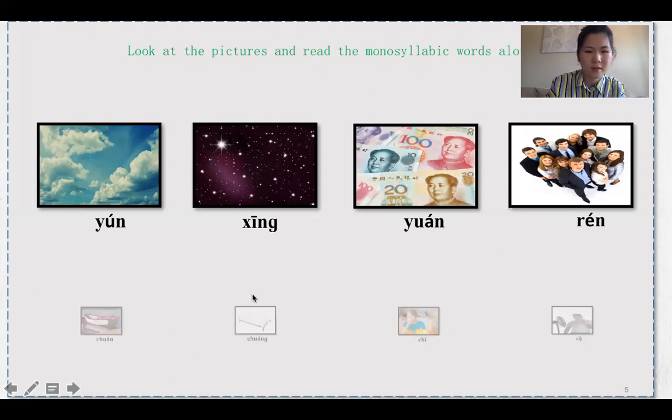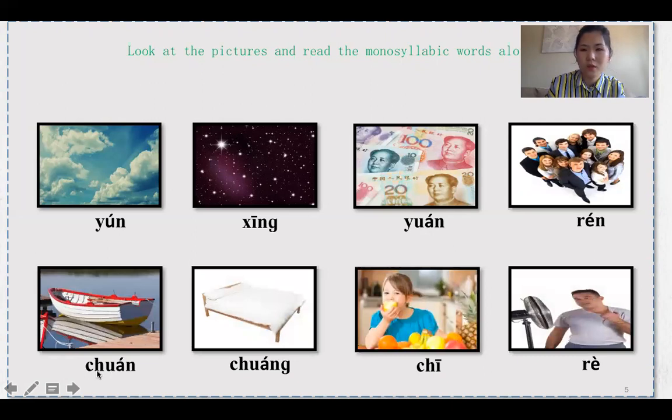Okay, this one. 吃. Chuan means boat, 船. And this one, chuang, 床. This one, 吃, right? 吃. So when the i goes with this, zhi, chi, shi, it doesn't change the sound. It's still 吃, with first tone. This one, 热. 热 means hot. Okay.